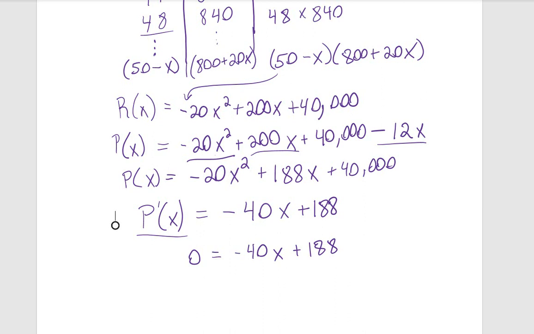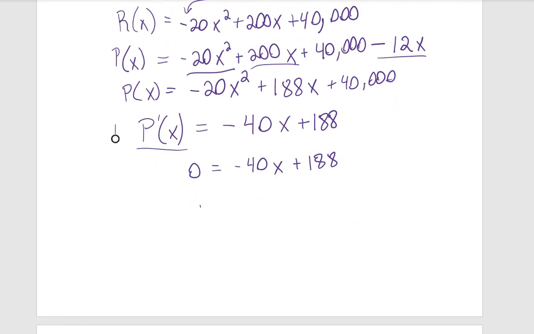So, after we set this equal to 0 and solve for x, we're going to get that x equals 188 over 40, 4.7, which we should probably round up to 5.